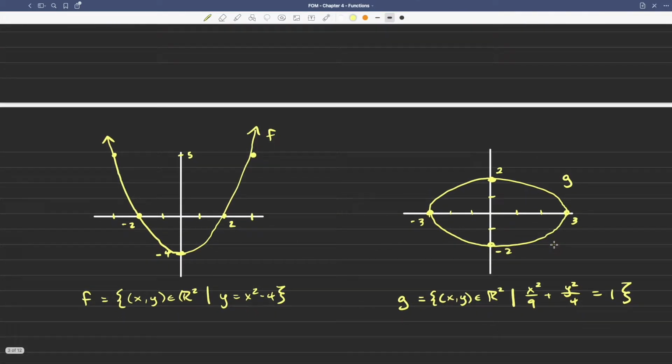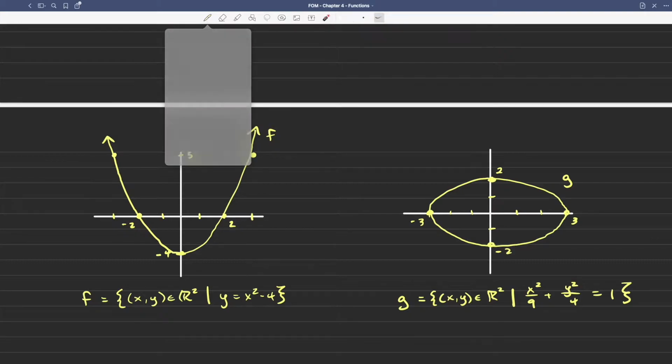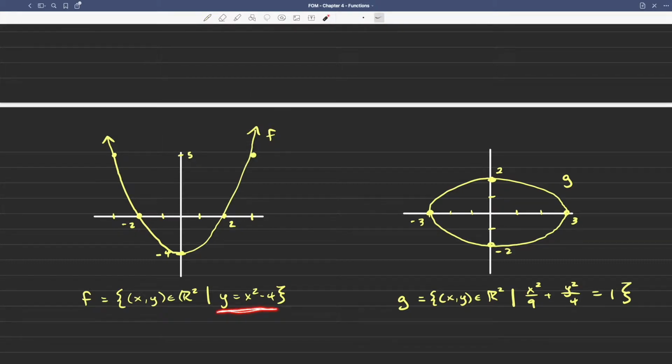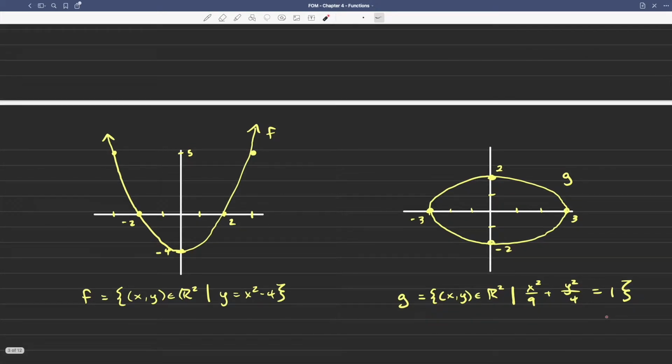Whenever we look at relations defined by equations, like in these two examples, the relation on the left is defined by the equation y equals x squared minus 4, and that's our old friend, a parabola. The one on the right is defined by the equation x squared divided by 9 plus y squared divided by 4 equals 1. You may recognize that as the equation of an ellipse, which has the minor axis of length 2 and the major axis of length 3. Now I can also tell at a glance that f is a function, but g is not a function.